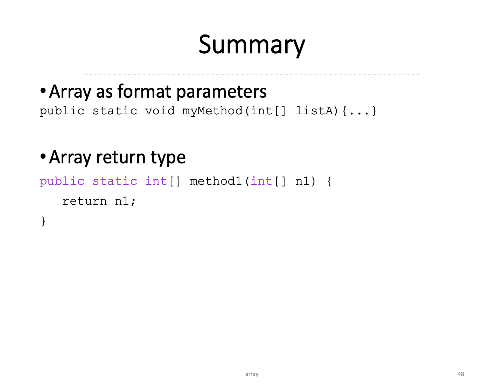To summarize, in this part we have learned about passing an array as the parameters and how to pass an array as the argument when calling the method. We have also looked at examples of methods that have array return type, for example here, returning an array of type int.